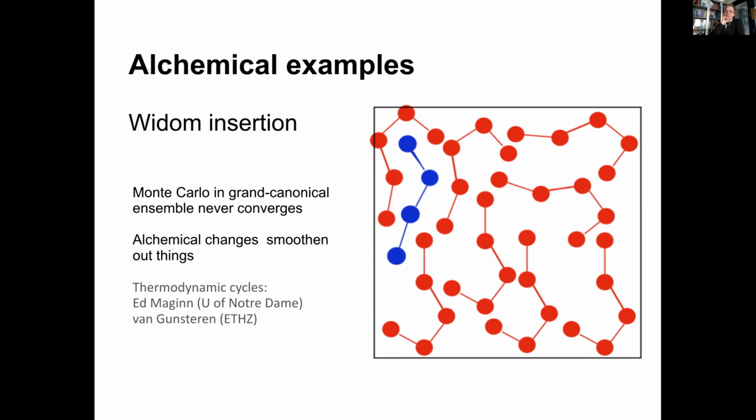It never converges. And so it is here that these alchemical changes are incredibly useful, because they allow you to first insert just one atom, then you alchemically grow the second, then the third, then the fourth, and you grow your polymer like this. You integrate over this change to get your free energy difference. Everything can be done in smooth fashion, and you will very rapidly converge towards meaningful free energies of insertion.